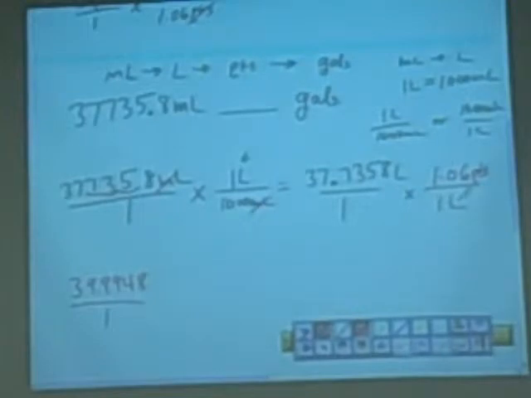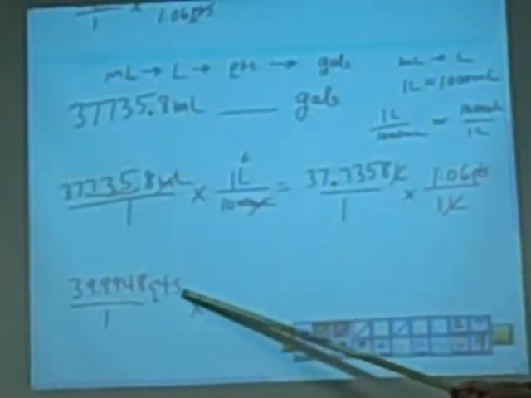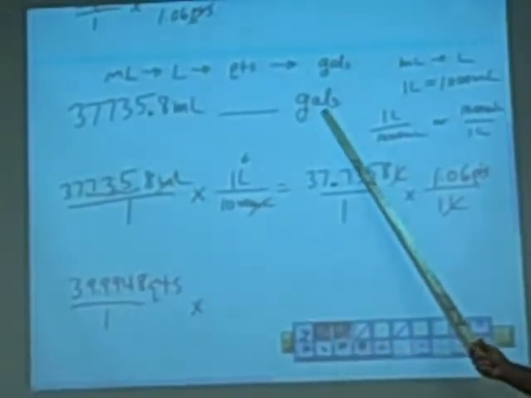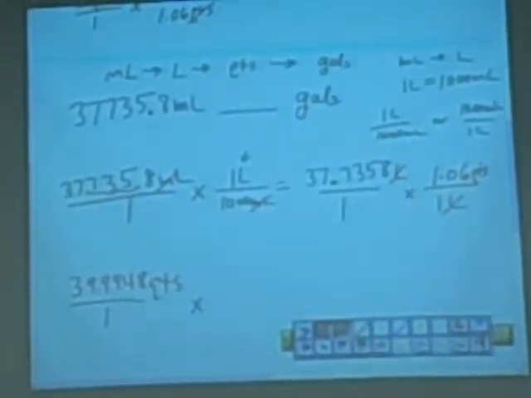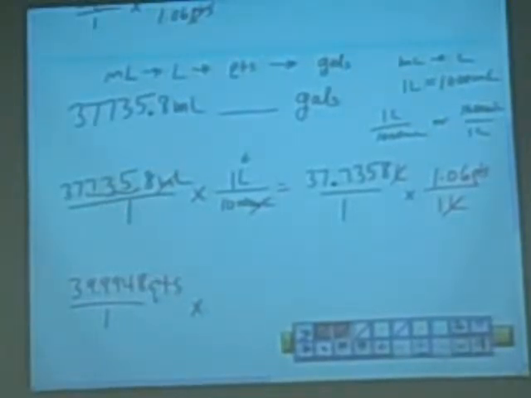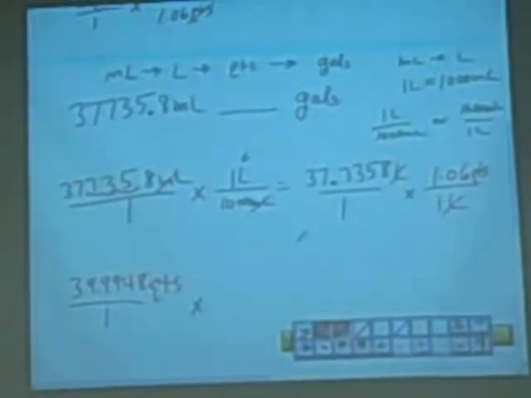And what's our units? Quarts, right? Alright, any questions with that so far? Alright, now what? Do we want quarts? We don't want quarts, right? We want gallons. Well, what's our conversion from quarts to gallons? 4 quarts equals 1 gallon.